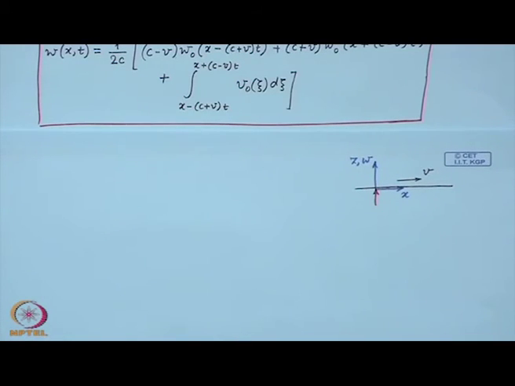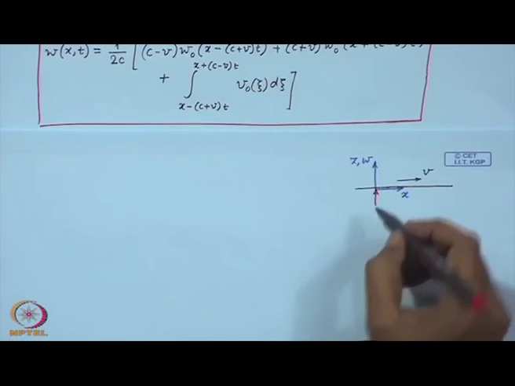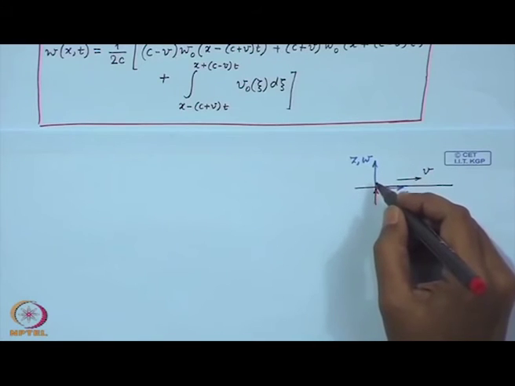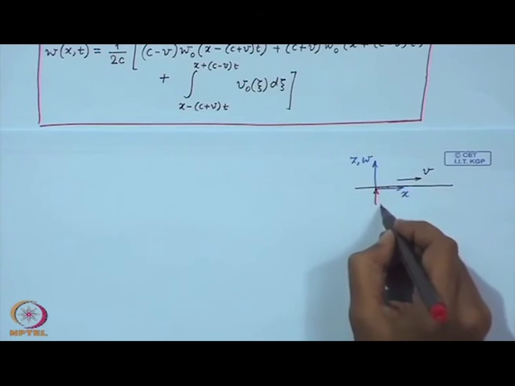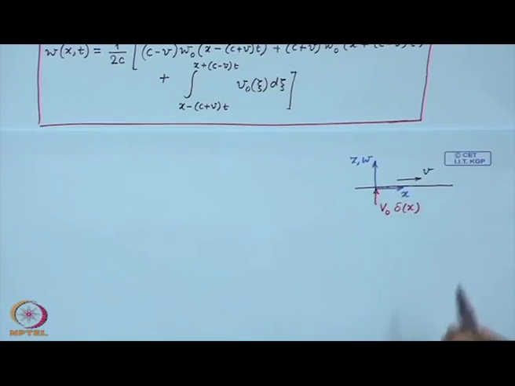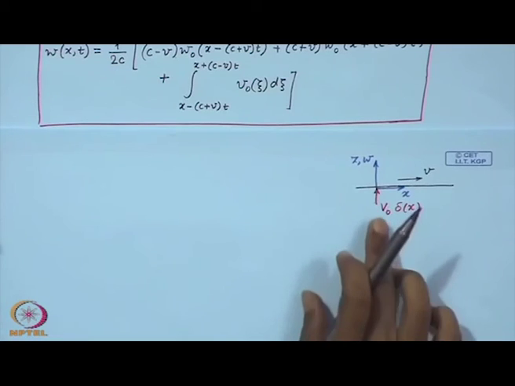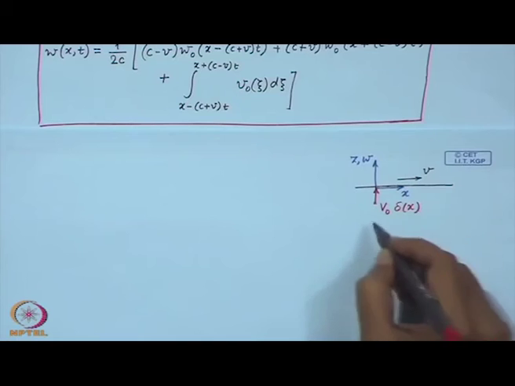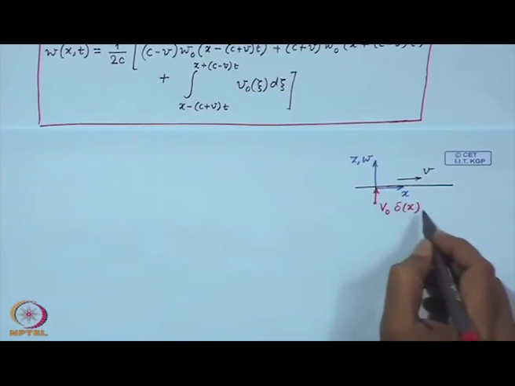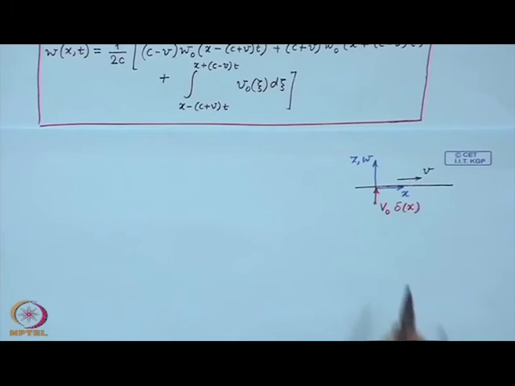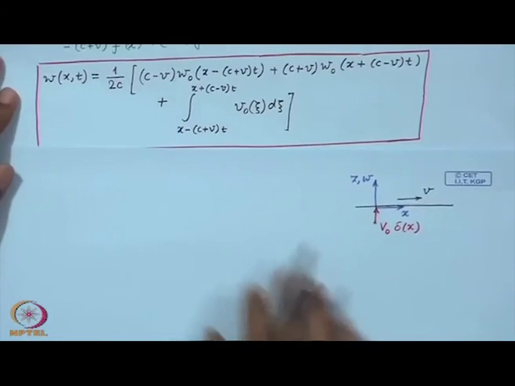Now, we have discussed this before. If you give an impulse, it sets a velocity condition on the string at the point at which this impulse is given. So, let us consider the velocity distribution as v naught delta(x), where delta is the Dirac delta function. So, if you use this in the solution, so here is our solution.